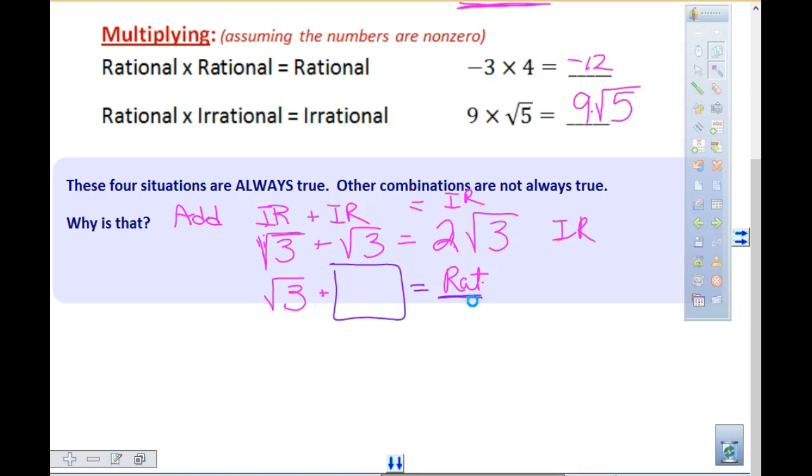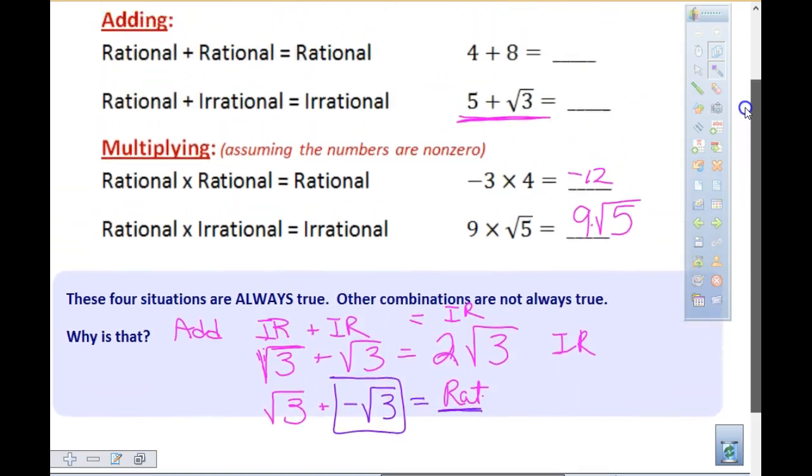So what I want you to do right now, I want negative square root 3. What do I get? I'm going to add that and the negative. Here's a beautiful rational number. So when you add 2 irrationals, so when we look up here, right?